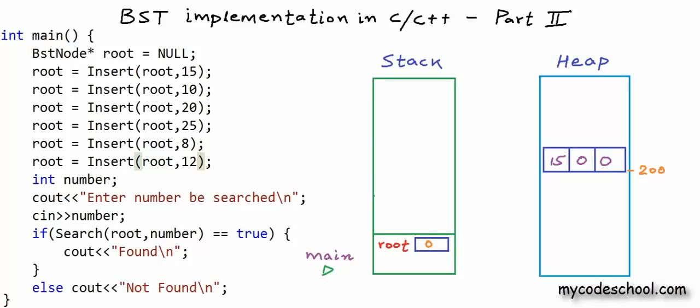And now main will resume at this line, and root of main will be set as 200. The return of this insert call, insert root 15, will be set here. Now in the execution of main, control will go to the next line, and we have this call to insert function to insert number 10. Once again, execution of main will be paused and a stack frame will be allocated for execution of insert.